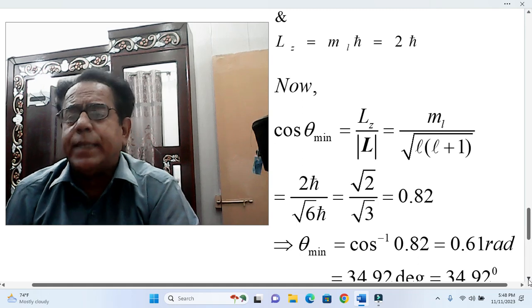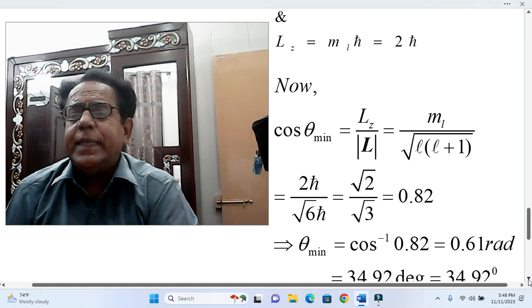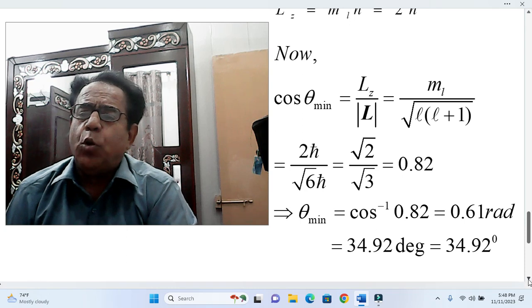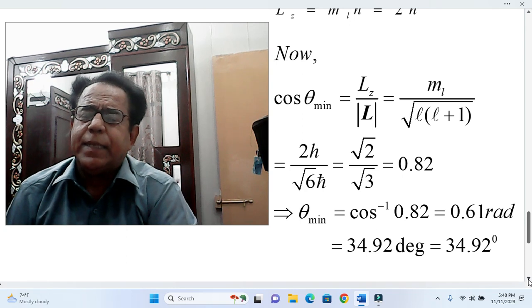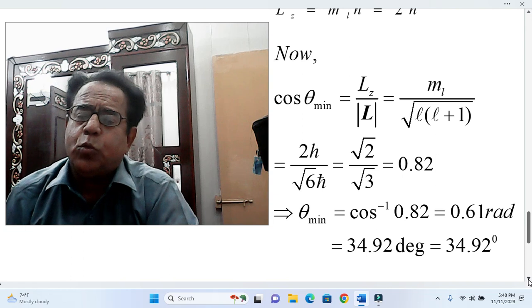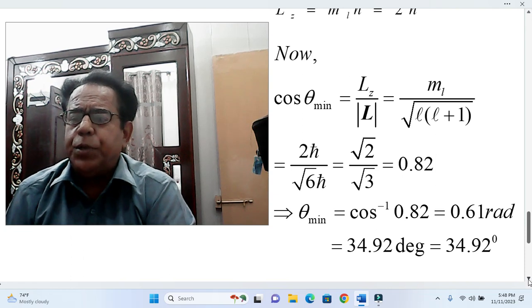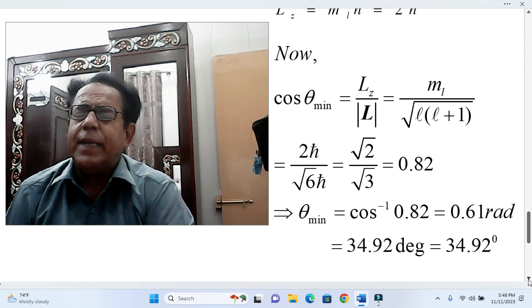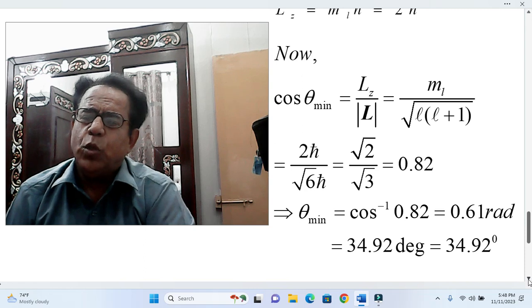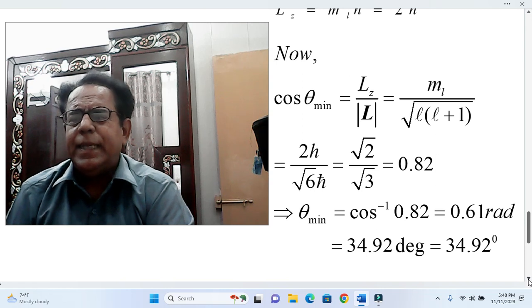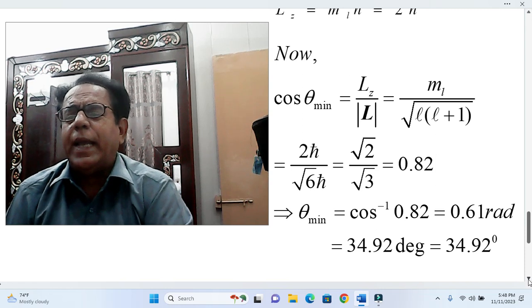So when cos theta is equal to 0.82, then theta minimum will become equal to cos inverse 0.82, and from the online inverse cosine calculator, this value becomes equal to 0.61 radian, or alternatively equal to 34.92 degree, which can also be written in this way, with the degree symbol as a superscript, or we can also write it as DEG.